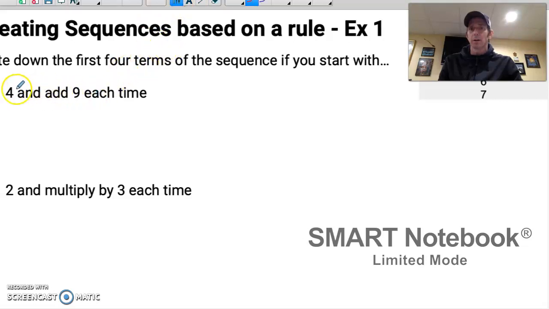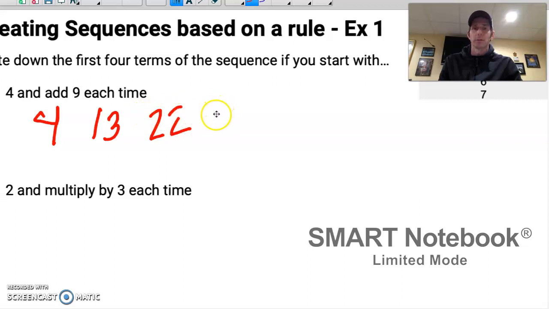So if our sequence starts with a 4 and our rule is to add 9, 4 would be the first number. That would be our first term. The second term would be 13. The next term would be 22. And the fourth term would be 31, if we were adding 9 each time.